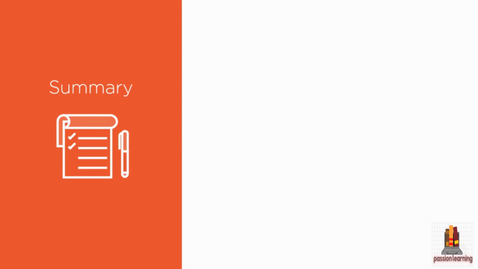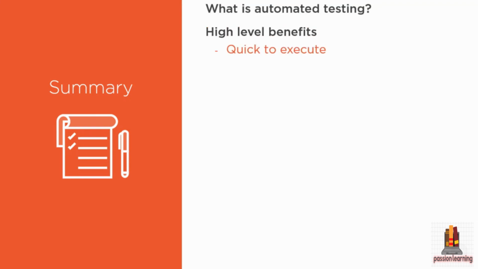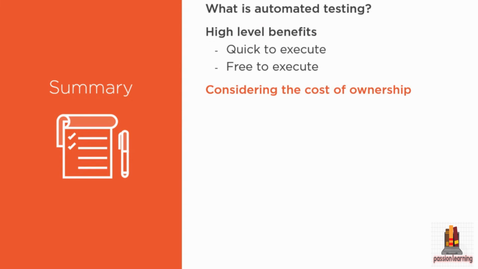So that brings us to the end of this first module. In this module we started off by getting an understanding of what automated testing is and how it differs from manual human testing. We learned about some of the high-level benefits that automated testing can bring, such as the fact that they're quick to execute, and essentially free to execute as many times as we like. We considered the cost of ownership of software development, and that if we find errors in production, this may cost more to fix than if we had found them in development.